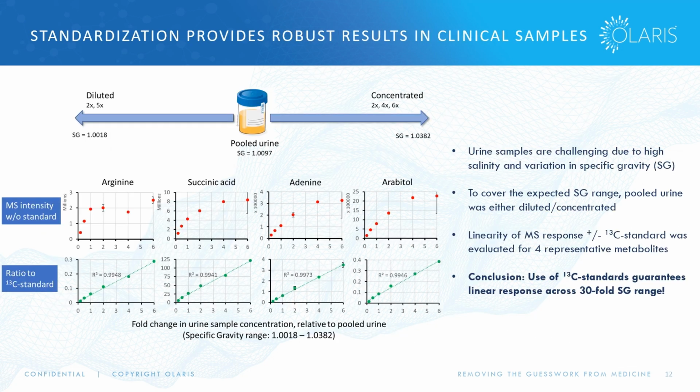So we performed very thorough validation of our methods. I want to highlight one particular experiment we've done here. For our work, we are interested specifically in urine. Urine samples are very challenging due to the high salinity and also variation in specific gravity. And so what we've done here is we did an experiment with pooled urine that we either diluted or concentrated to cover the entirety of the specific gravity range, going from very dilute on the left end to very concentrated all the way on the right end of the spectrum.